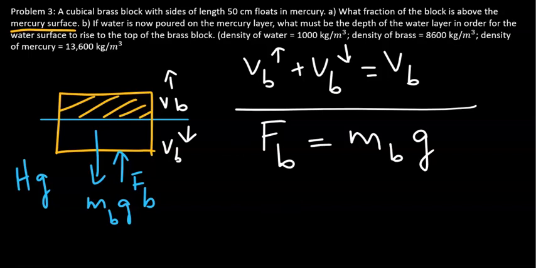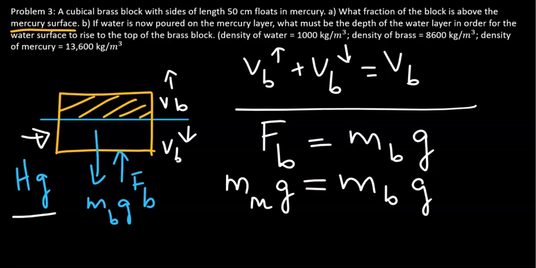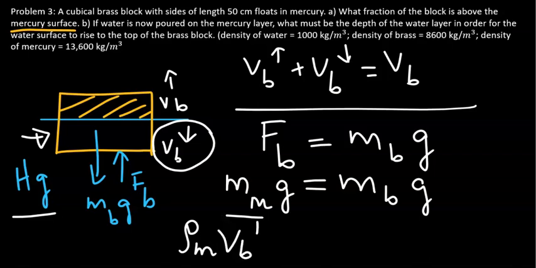We also know that Archimedes' principle states that this buoyant force equals the weight of the mercury displaced by this block. So we write the weight of the mercury displaced is the mass of the mercury displaced times gravity, and that equals the mass of the block times gravity. The mass of the mercury displaced equals the density of mercury times the volume of the mercury displaced. Now what is the volume of the mercury displaced? The volume of the mercury displaced must be the same as the volume of the block which is below the mercury surface. So it is V_B down.